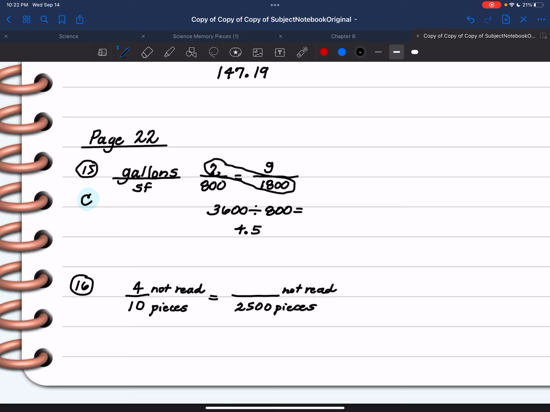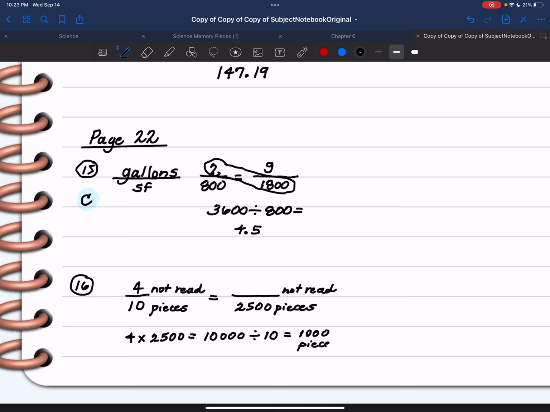So the product will be 4 times 2,500. And that is 10,000. Divide that by 10, and you will get 1,000 pieces.